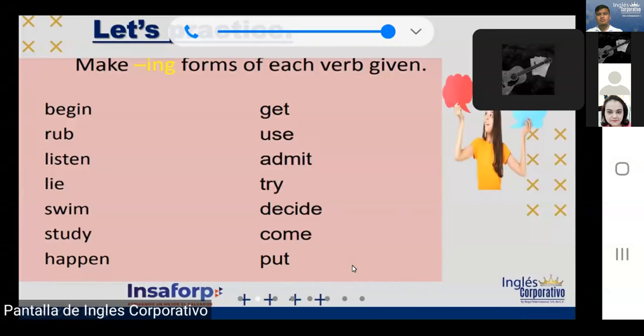Decide. Deciding. My neighbor: E. E and I and G. Ending. Come, coming. Coming, yes. Okay. Put, putting. Put. Okay. The next, please.